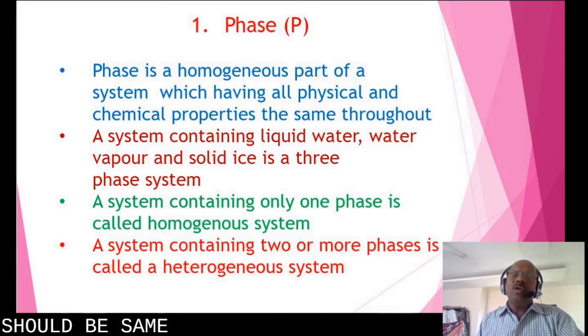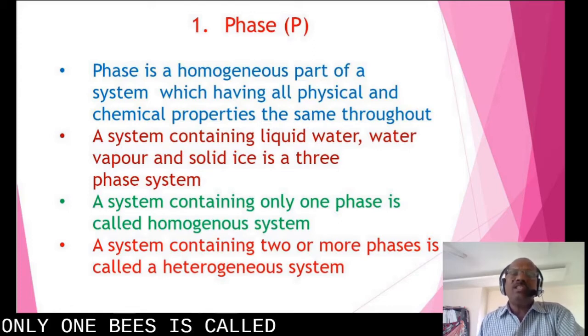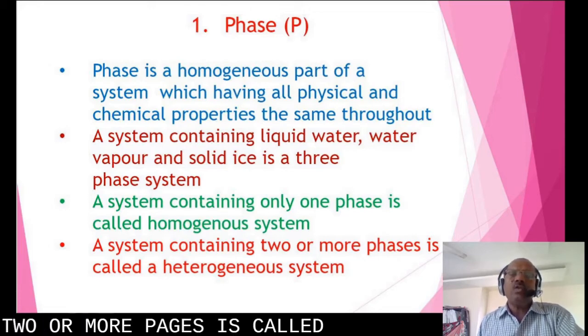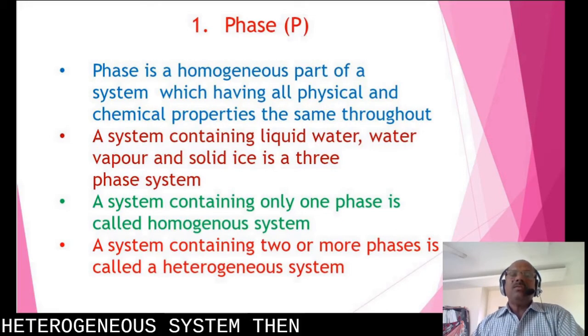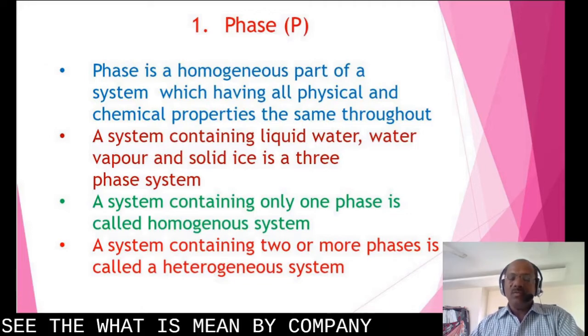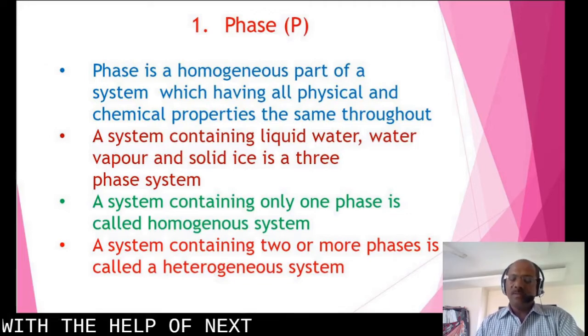A system containing only one phase is called a homogeneous system. A system containing two or more phases is called a heterogeneous system. Then we have to see what is meant by component with the help of the next PPT.